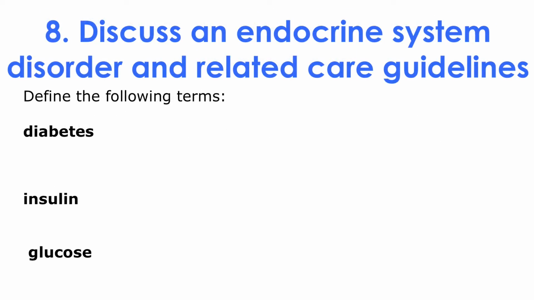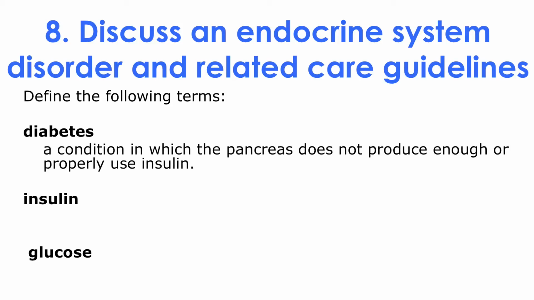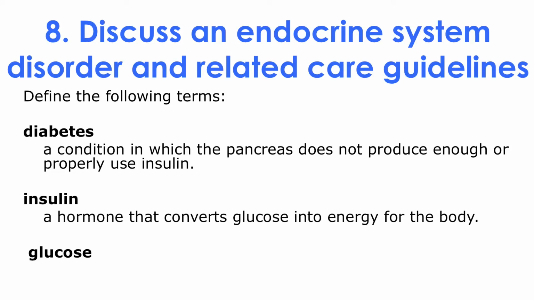All right. Moving on to the endocrine system, the disorders and related care guidelines when it comes to somebody that has problems with the endocrine system. So let's talk about diabetes. What's diabetes? It's that condition in which the pancreas does not produce enough or properly use insulin, okay? Insulin, on the other hand, is that hormone that converts glucose into energy for the body. And glucose is a natural sugar. Okay, so if your hormone cannot convert the glucose into energy, well, guess what? The glucose sticks around. And when the glucose sticks around, well, that's diabetes.